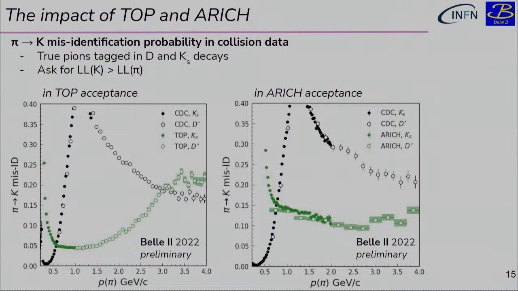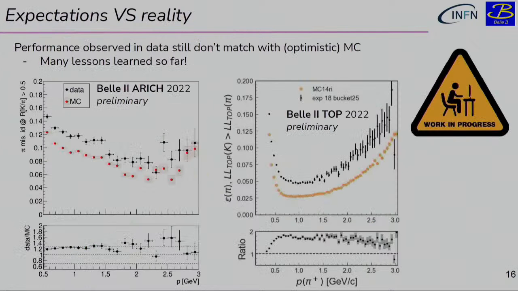Like, you have more and more photons as the momentum goes up, so your identification improves, then reaches a bottom here, which is basically your limit, and then goes up when the velocity starts increasing, and, well, all the rings start looking the same. You see that the fake rate that we reach with TOP is of the order of 5% in the region of interest, and of the order of 10% for the ARICH.